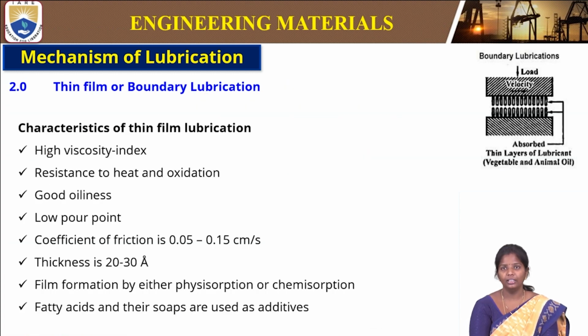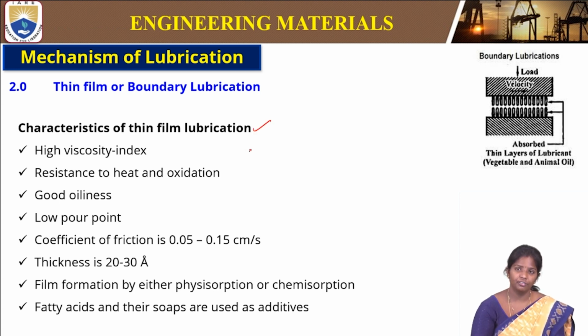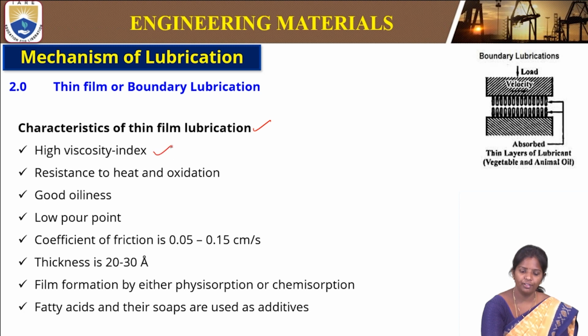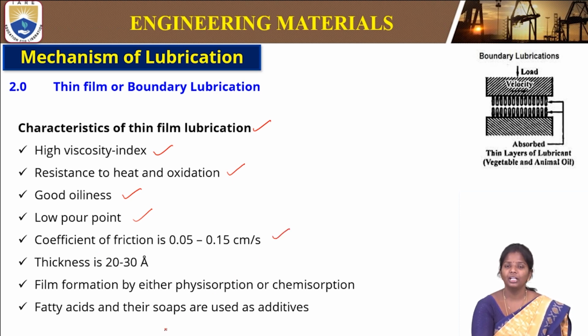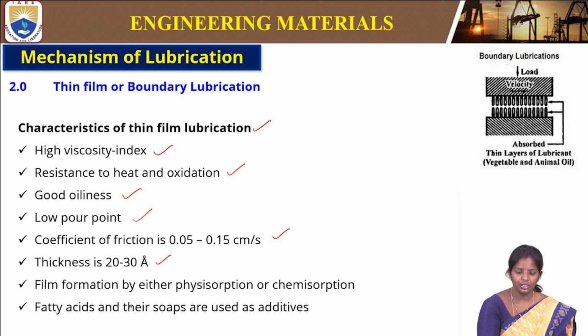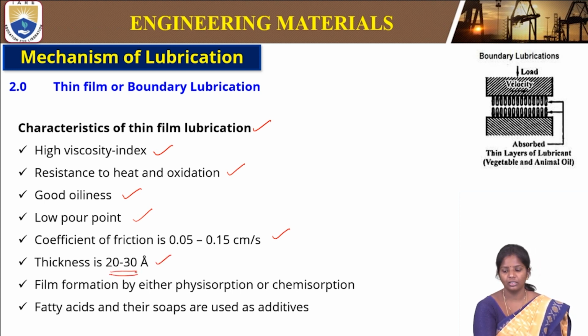Then comes the second one, thin film or boundary lubrication. So what happens in a thin film or boundary lubrication? We'll go in detail. The characteristics of a thin film lubricant are: it should have high viscosity index, resistance to heat and oxidation, good oiliness, low pour point, and coefficient of friction between 0.05 to 0.15. Then thickness is 20 to 30 angstroms. If you see, the thickness is very less when compared to the thick film or hydrodynamic lubrication.